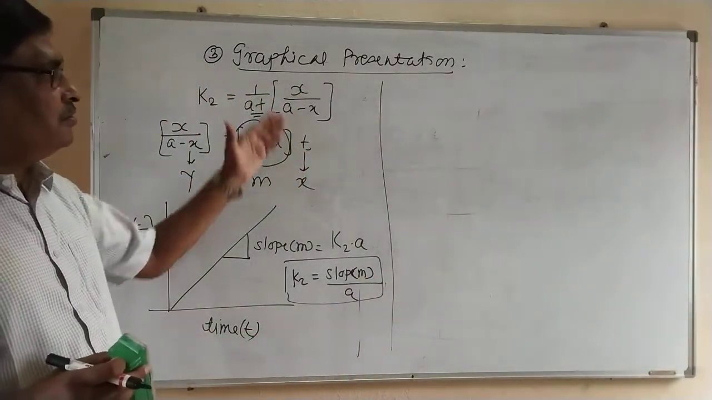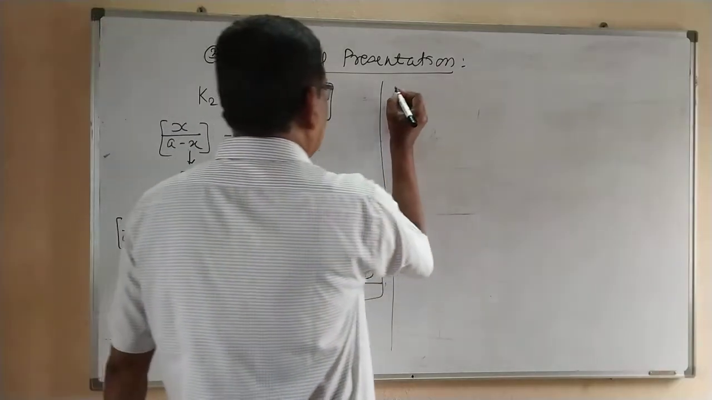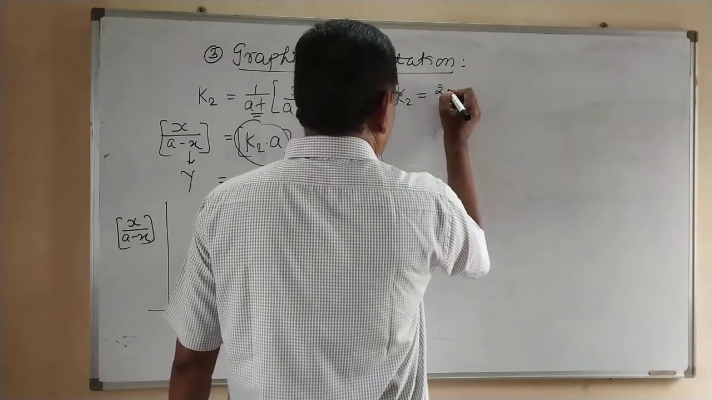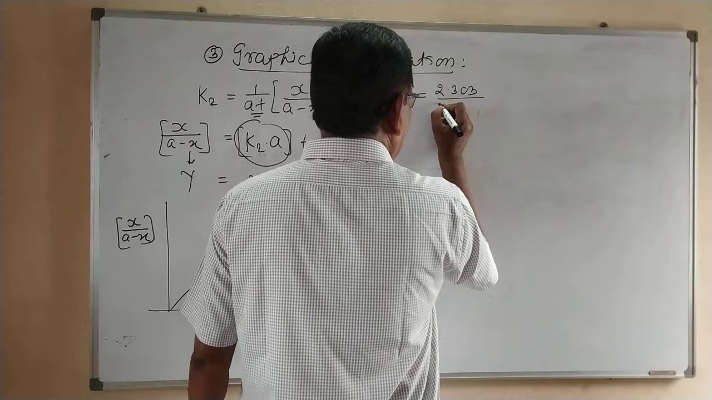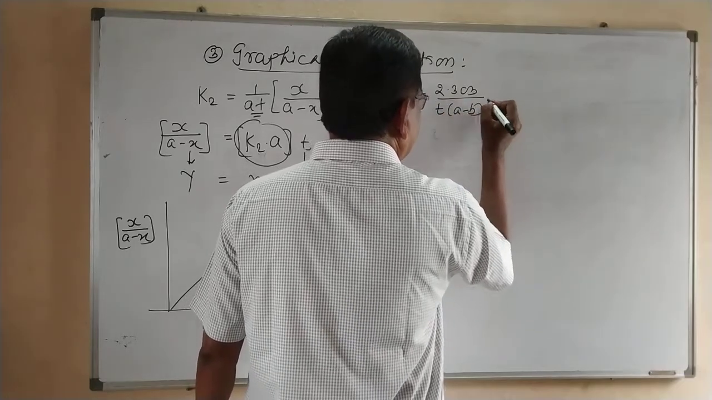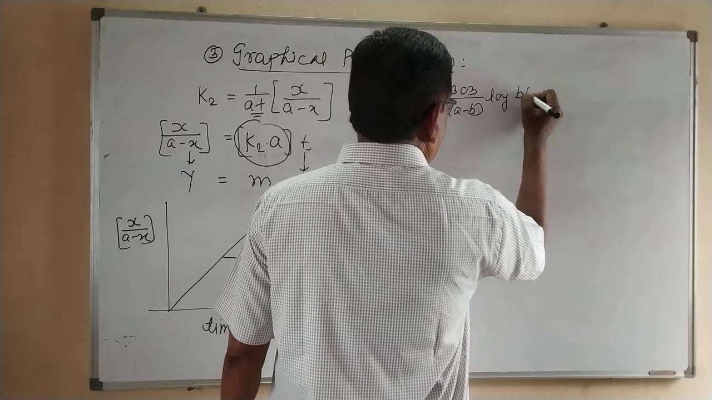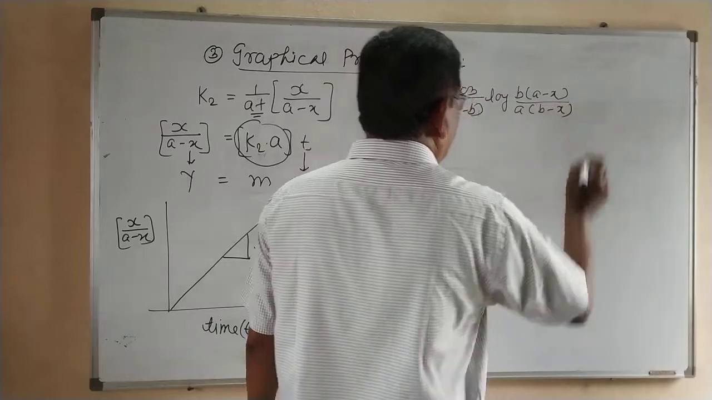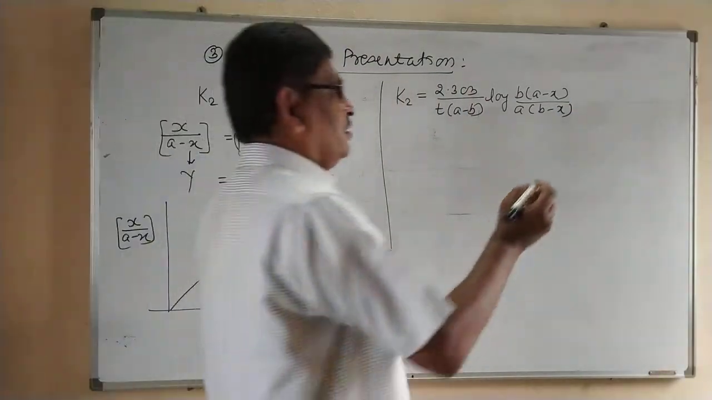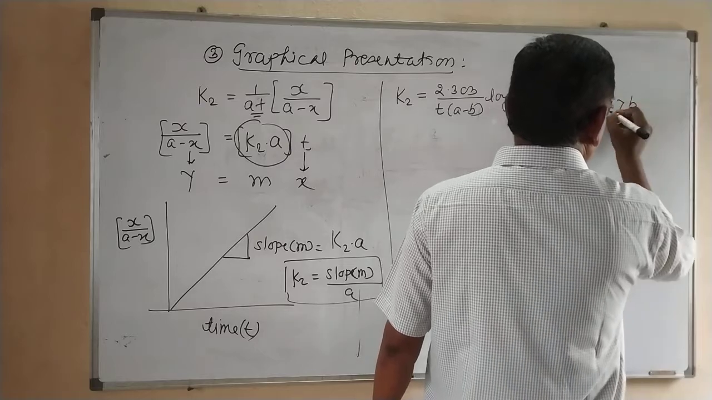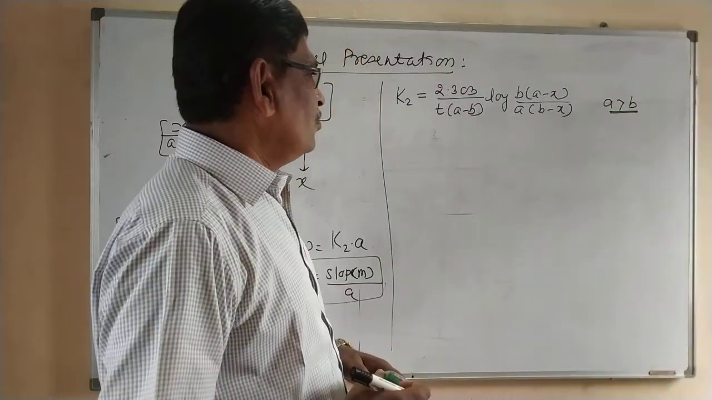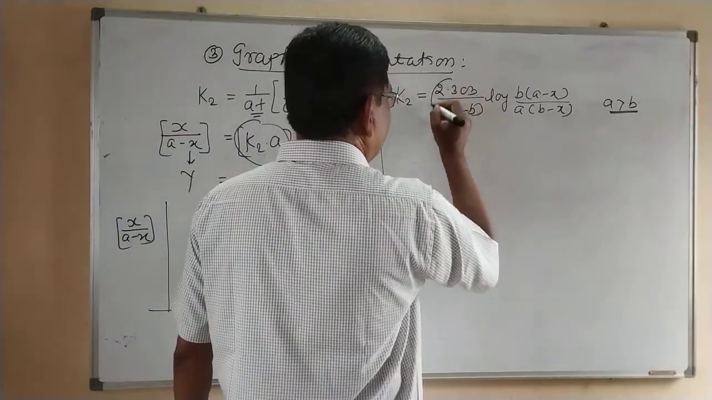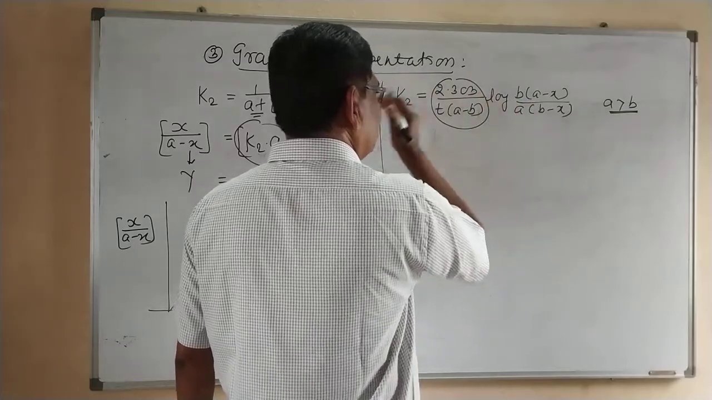One more way of graphical presentation. Consider the equation of the rate constant for a second order reaction with unequal initial concentrations, where a is greater than b. Now we are going to reshuffle this equation. If we reshuffle it, this factor is taken to this side.